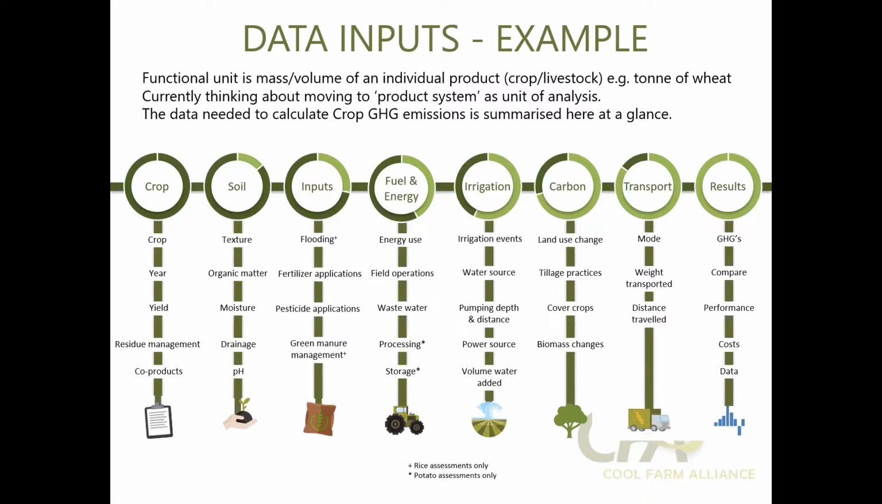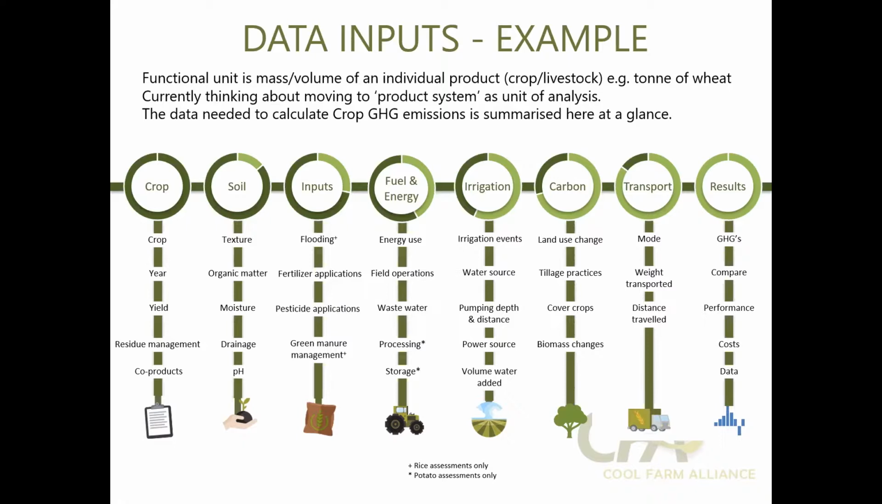So it gives you a feel for the sorts of data the farmer enters and the sort of results they get, and we'll get a little bit more into detail around that. I think it's important for people on the call to recognise that our functional unit, our unit of analysis, is the mass or volume of an individual product. So it could be a crop or livestock product, for example, a ton of wheat or a litre of milk.